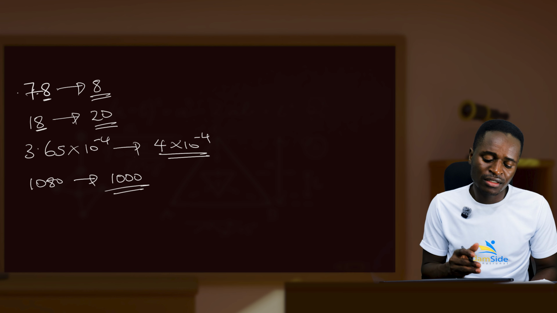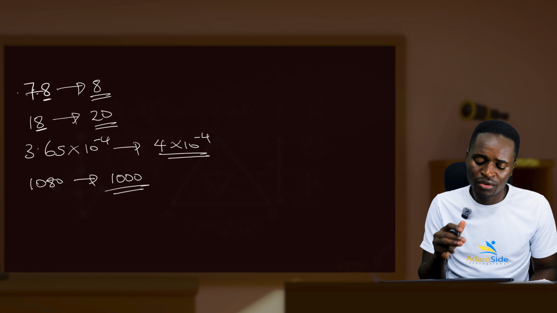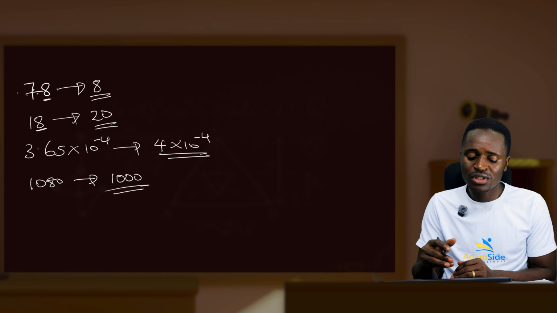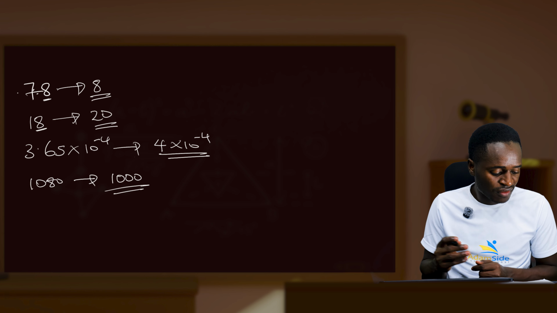But there are some numbers that were smaller, and when rounded they became bigger. There was a number that was 18, but rounding off to one significant figure, you got 20, which is a higher number. So this can even affect a specific value.